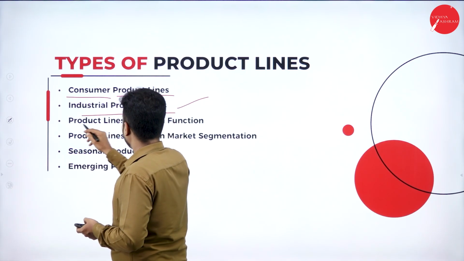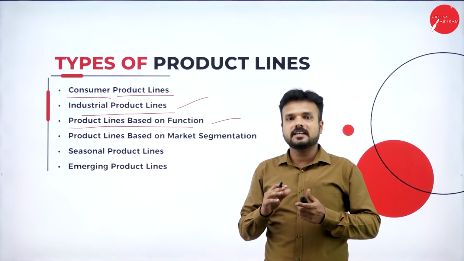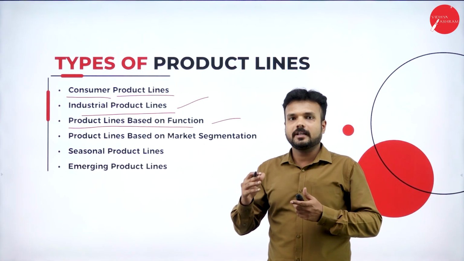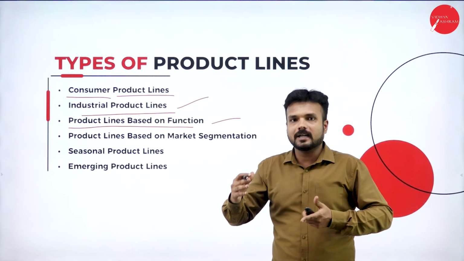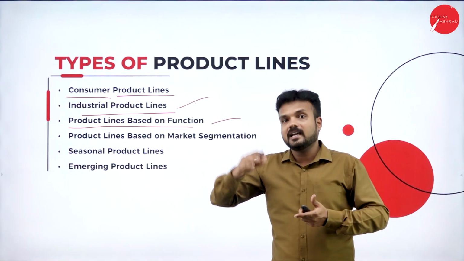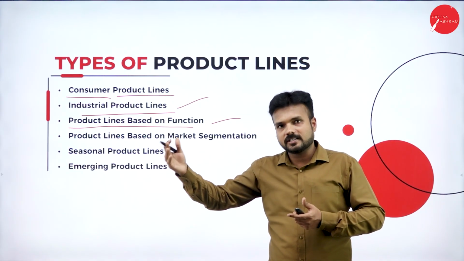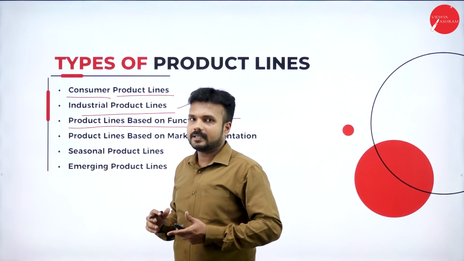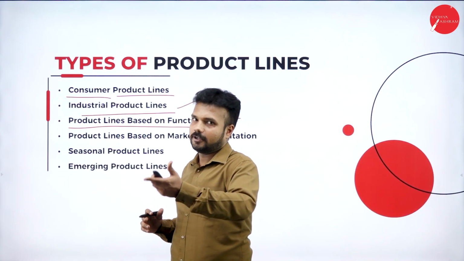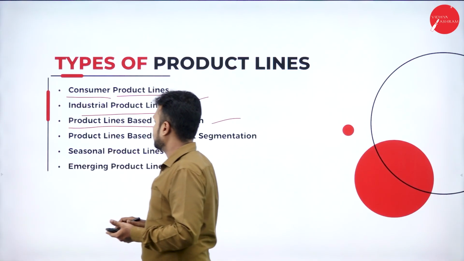Product line based on function. There are a number of products which get differentiated based on their functions. For example, an FMCG product's function is completely different; a food product's function is completely different; electronic gadgets' function is different; automobiles' function is different. So based on function, we categorize a product, for example, perishable goods and durables. That we call product lines based on function.